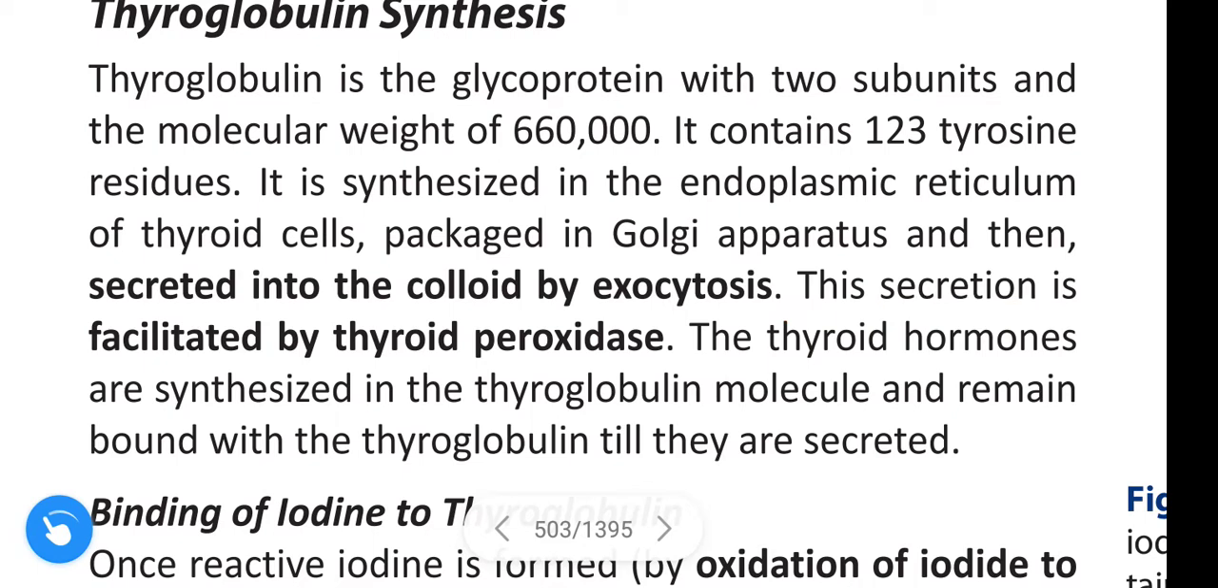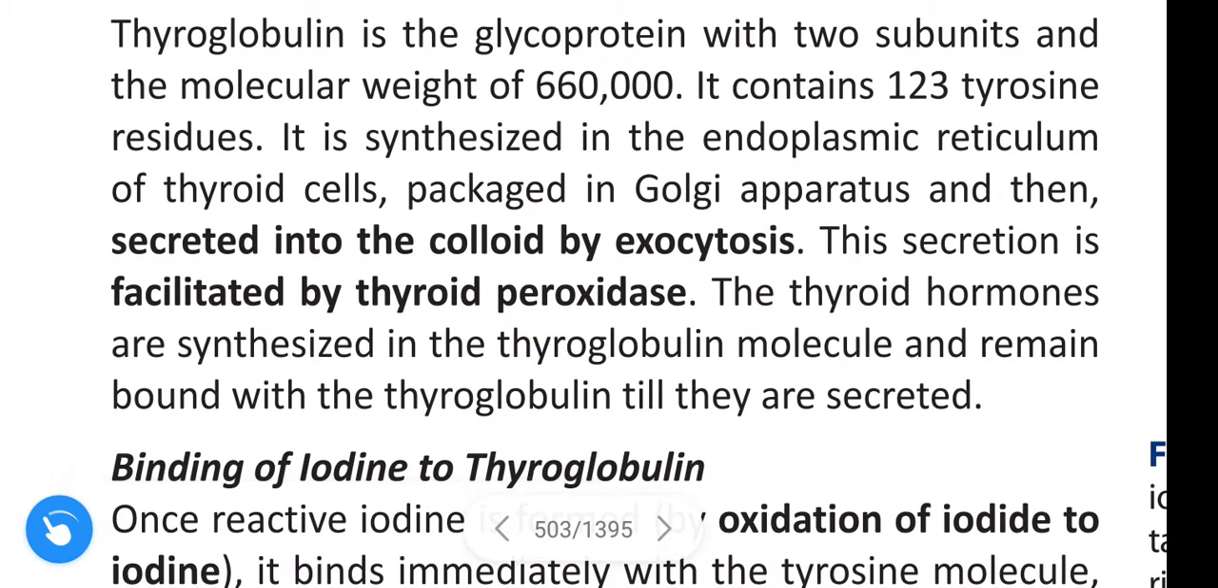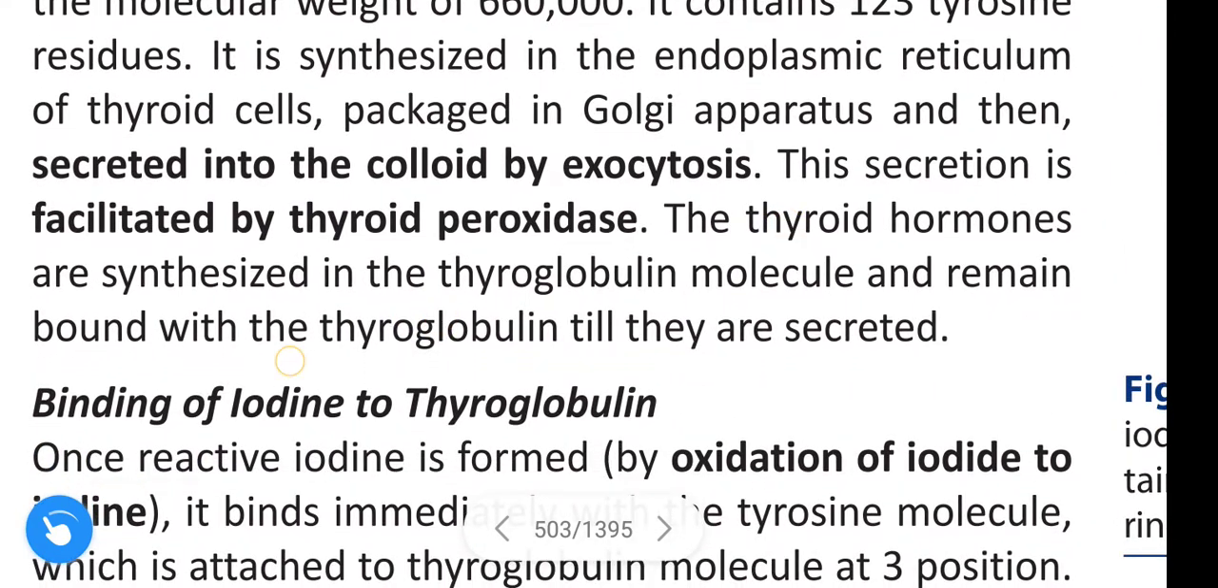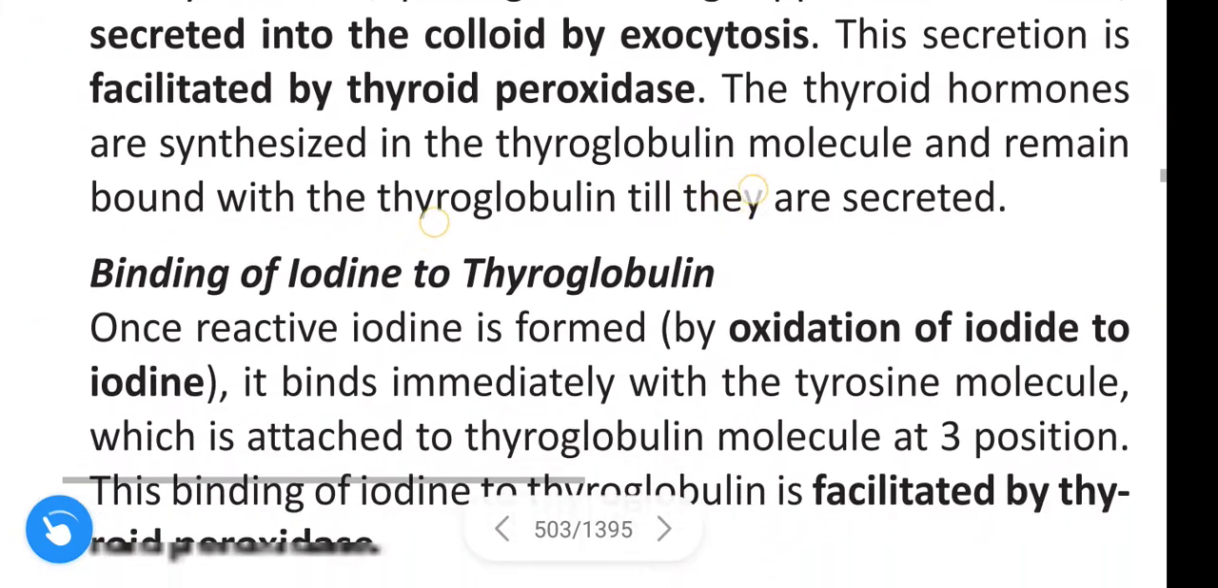This secretion is facilitated by thyroid peroxidase. The thyroid hormones are synthesized in the thyroglobulin molecule and remain bound with thyroglobulin till they are secreted.